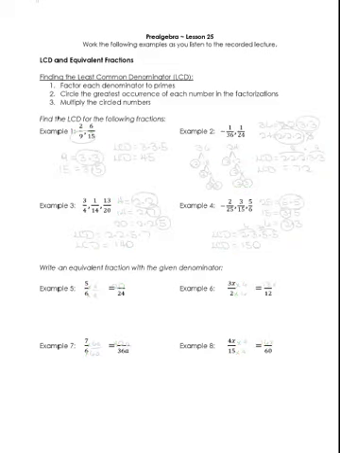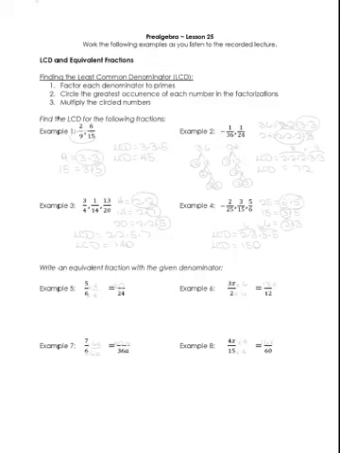Now, if we're going to convert fractions, we've got to talk about something called the least common denominator. We want to find a number that all the other denominators can be evenly divided into. We want it to be the smallest number. That's why we call it the least common denominator.